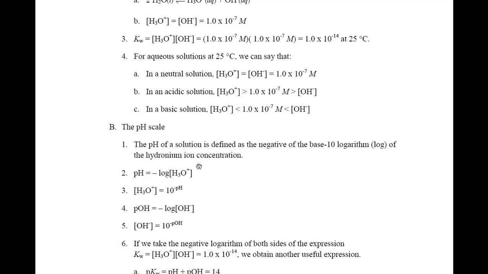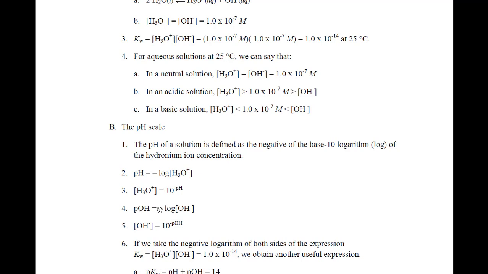And so if you're given hydronium concentration, you can calculate the pH by applying that equation. If, however, you are given the pH and you want to know the hydronium ion concentration, you simply apply the inverse log to the negative pH. And we'll do a lecture problem with this, so you'll see.